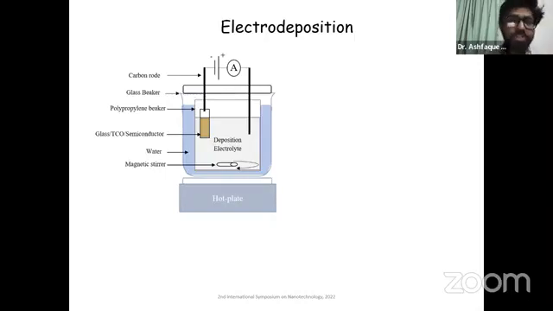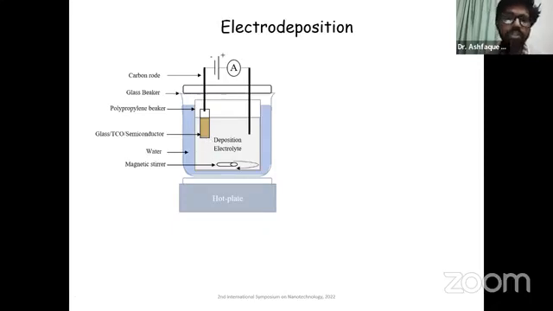For electrodeposition, we need basically two different electrodes. One electrode is the working electrode. Normally we use it as a cathode. And then there is an opposite electrode, which we use as an anode. And in most cases, at the cathode, we attach the working sample on which we want to do the deposition.